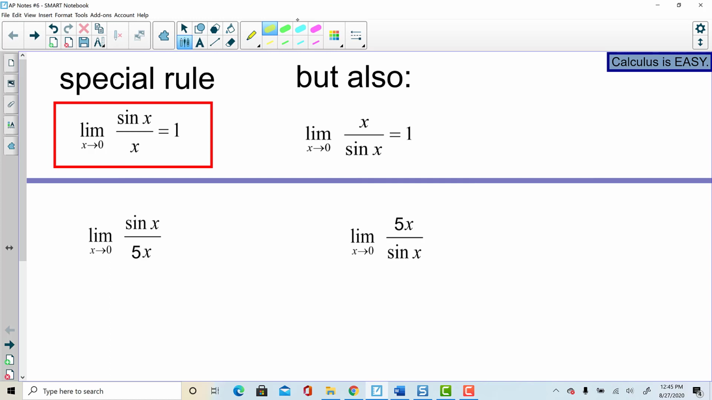Okay, we have a couple special rules for these limits. First example we're going to do is limit as x goes to 0 of sine of x over x. That's going to equal 1.